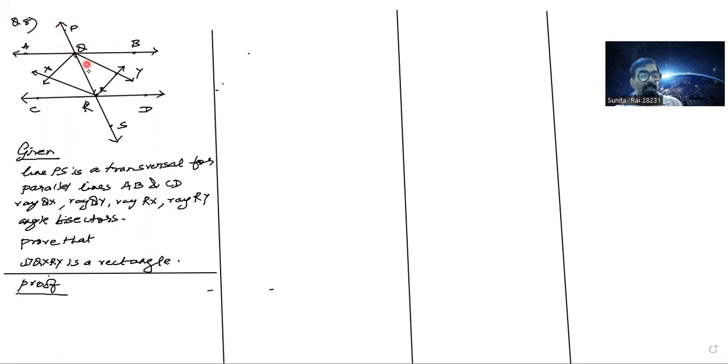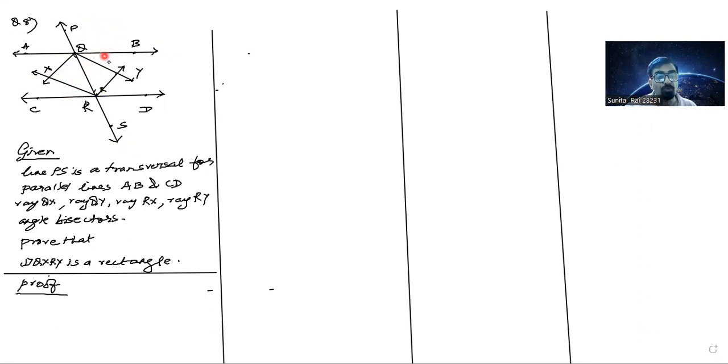This line PS is a transversal of parallel lines AB and CD. These lines are parallel. AB and CD are parallel. This is the transversal here. Then they say ray QX, ray QY, ray RY, ray RX are the angle bisectors.